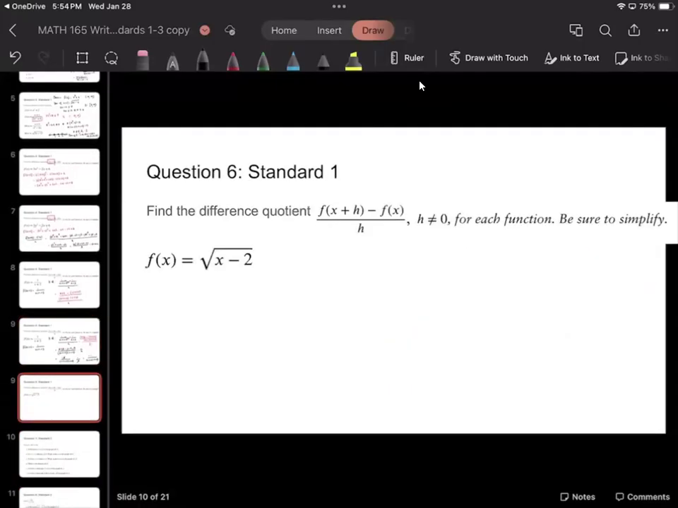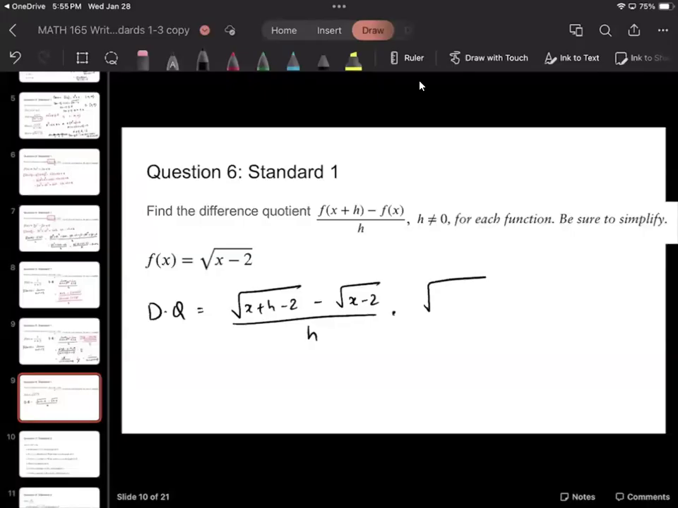So another difference quotient. All right, so let's all do it in one step. So f of x plus h is nothing but x plus h minus 2 minus this all over h. Okay, so now here, in order to simplify this, I have to multiply and divide by the conjugate of this. So like so.